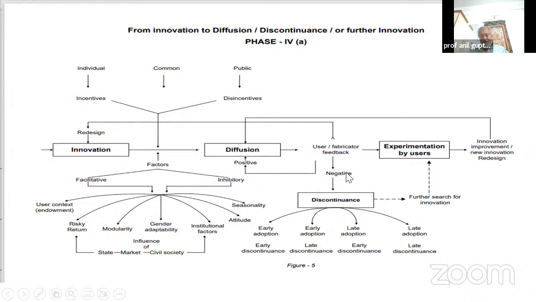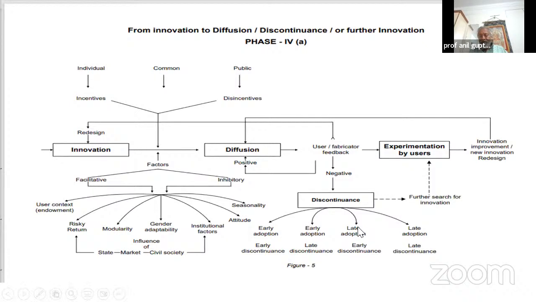If feedback is negative, it may lead to discontinuance. But look at this. You have a matrix here: early adoption, early discontinuance. Very smart people. They know the difficulty with the innovation very fast, so they decide not to continue with it. But there are some people who continue with it, thinking, let me see what others do, and let me continue for some more time, etc.